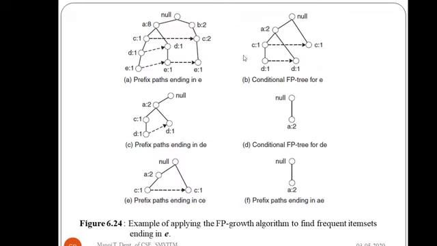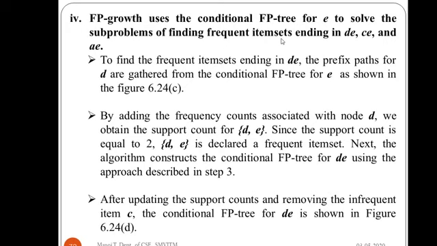We have got this. Now what is the remaining problem? Now the subproblems for DE, CE, BE and AE have to be solved. So how do we do that? Again, FP growth uses the conditional FP tree for E to solve the subproblems, which involves DE, CE and AE. To find the frequent item sets ending in DE, the prefix paths for D are gathered.